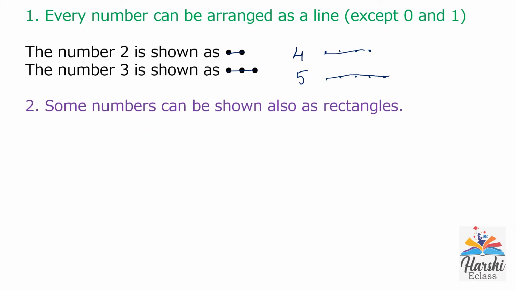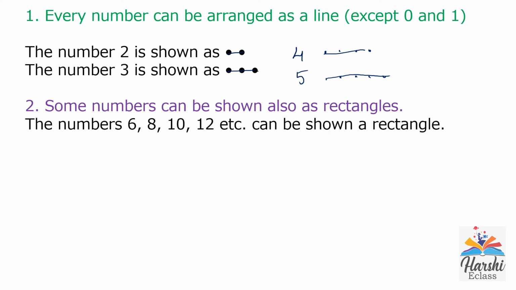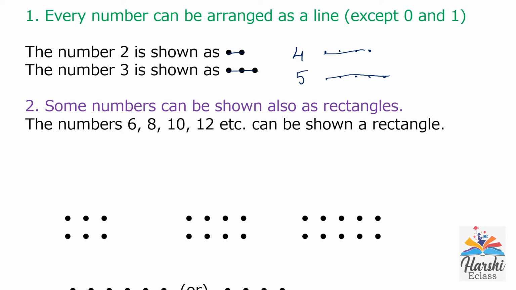Second point, some numbers can also be shown as rectangles. Those numbers are called rectangular numbers. Examples of rectangular numbers are 6, 8, 10, 12, etc. Here, except prime numbers, the remaining numbers can form rectangles.